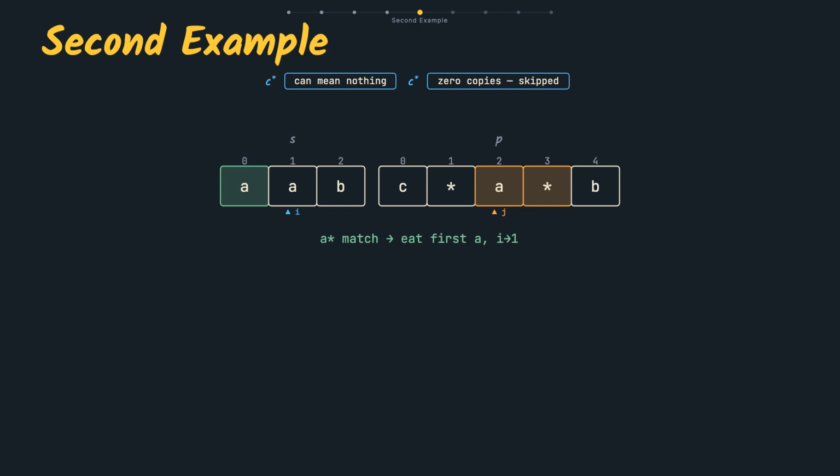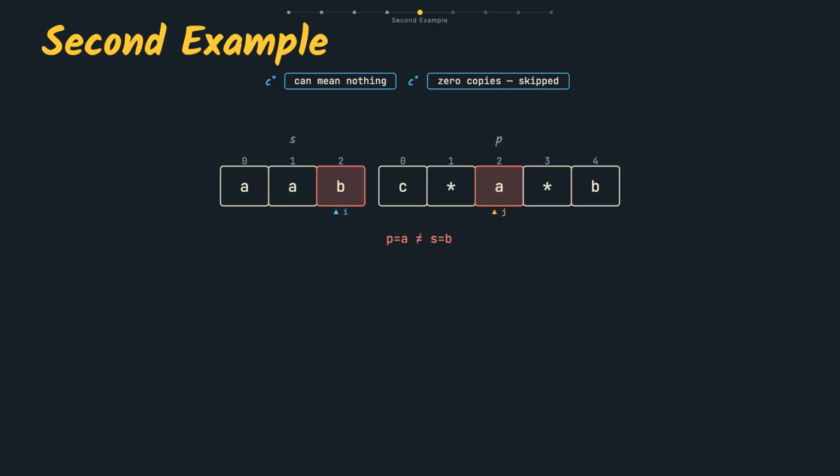The A matches. Use the star once, eat the first A. String moves to the second A, pattern stays on A star. Second A matches too. Use the star again, eat it. Now the string sits on B, pattern still on A star.